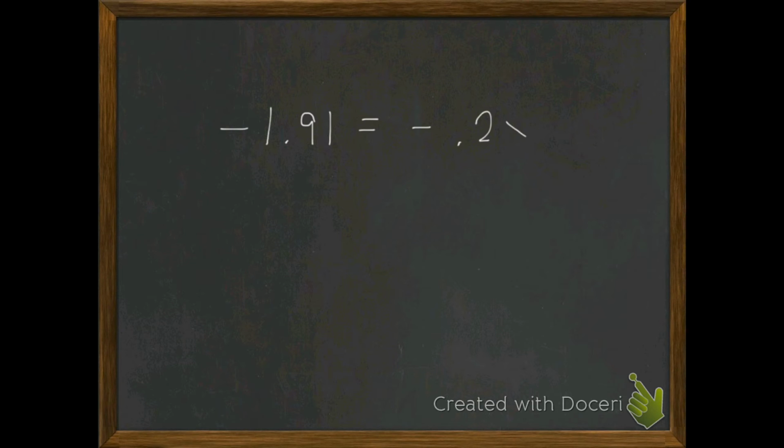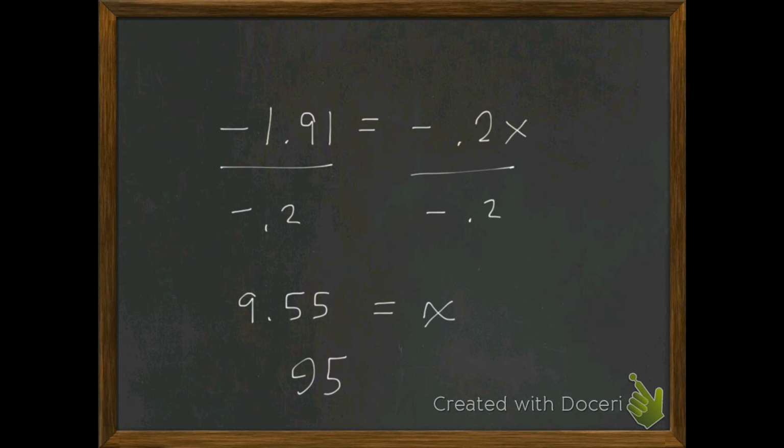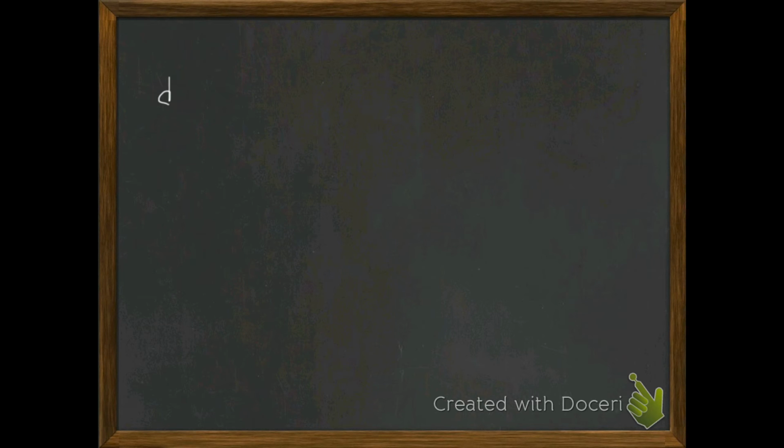Negative 0.2x, and it's 0.2, yeah. So guys, divide both sides by negative 0.2. And we get 9.55. So guys, remember this is in thousands, so if you multiply that by 1,000, we get 9,550 pounds.